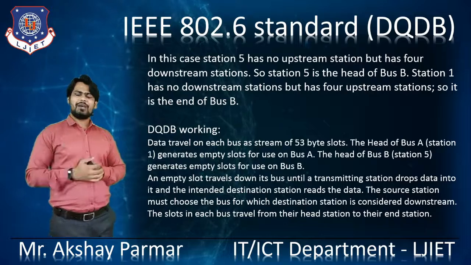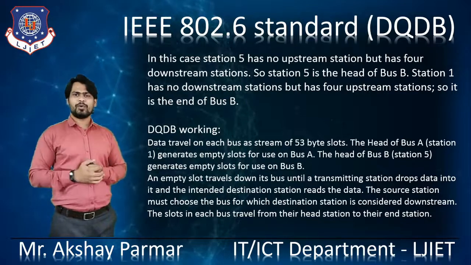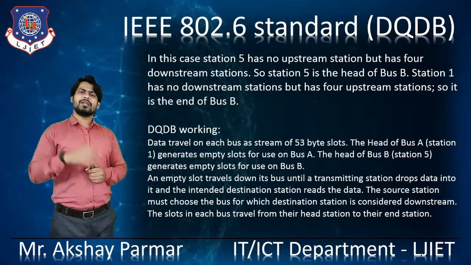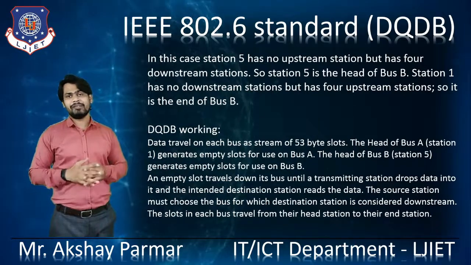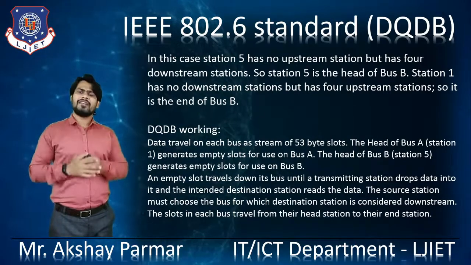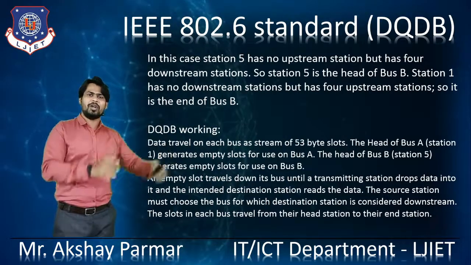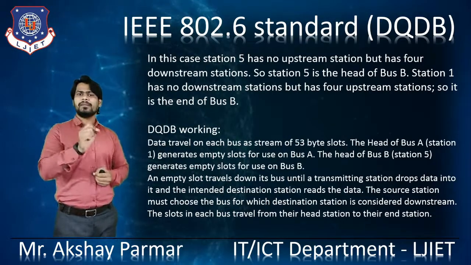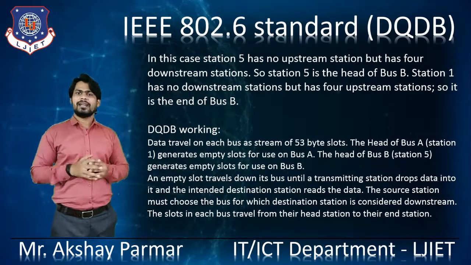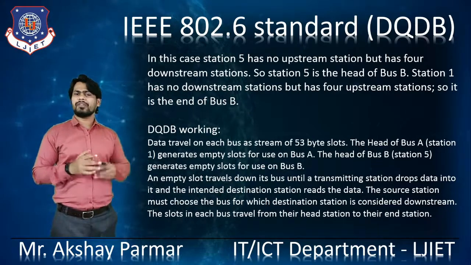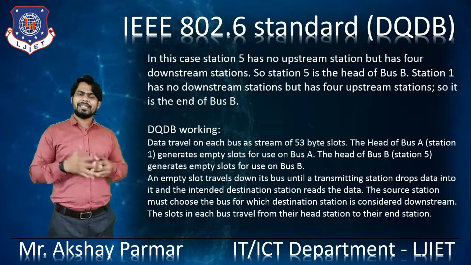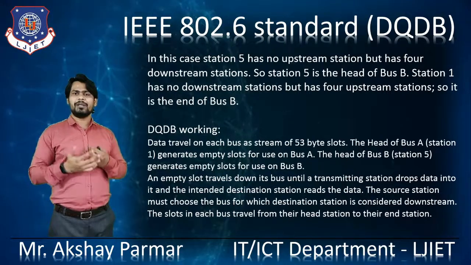So one question arises: how does this DQDB protocol work? Let's see the working of the DQDB. The data travel on each bus as a stream of 53-byte slots, right? The head of the bus, station 1, generates an empty slot for use of bus A. By that it is saying that station 1 is available to use.